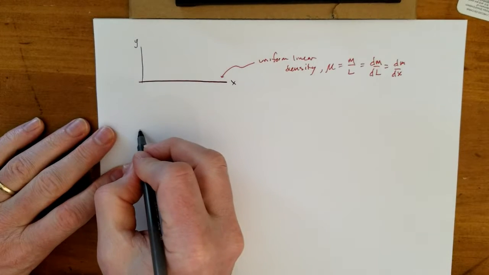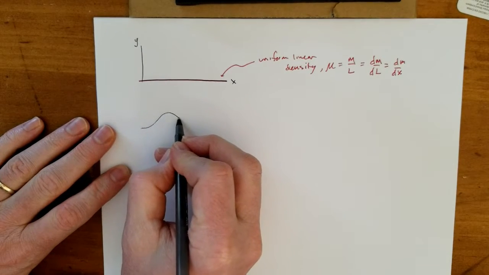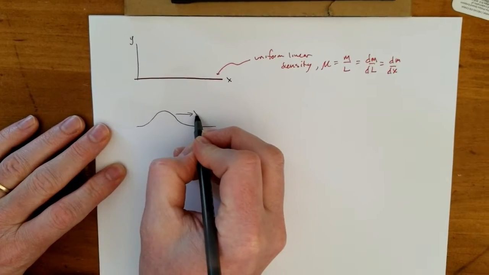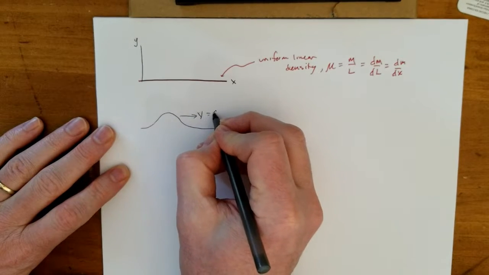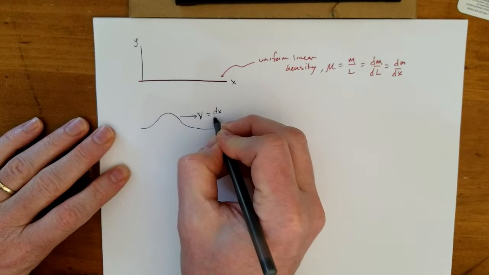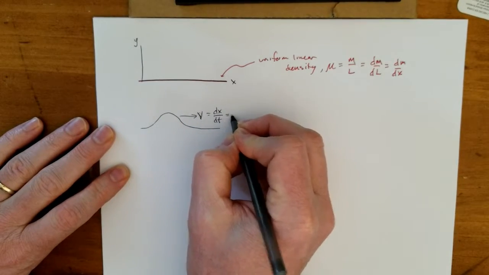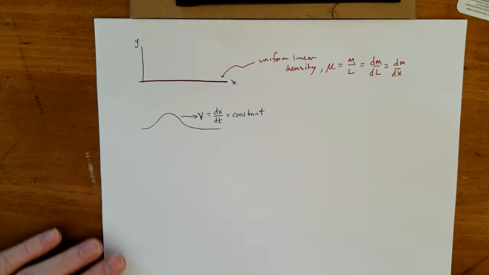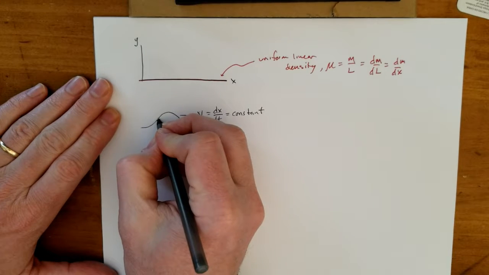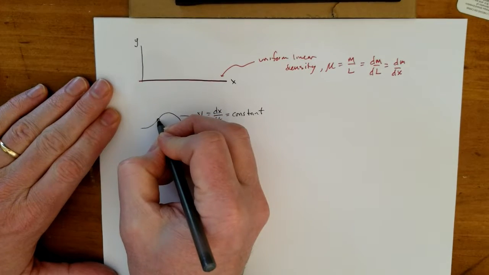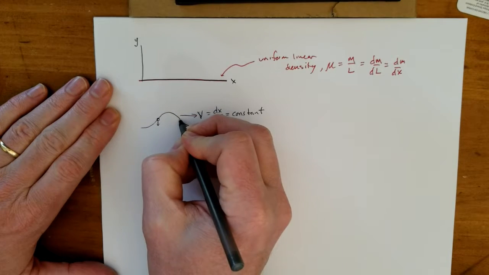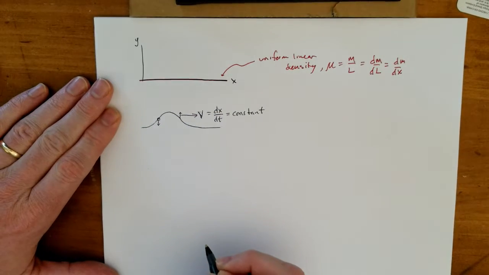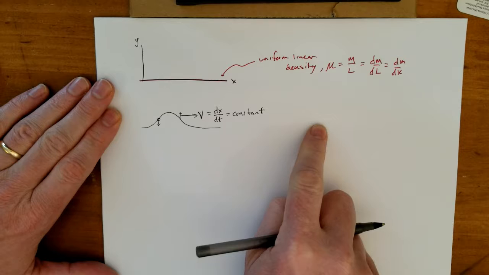Now, if we put a pulse in this rope, moving at some speed v in the x direction, so this is dx/dt, which is a constant. And if we look at a particular point on here, this thing is moving up and down. So at this point, this one's moving down, and there's one over here that's moving up as this proceeds to go in that direction.